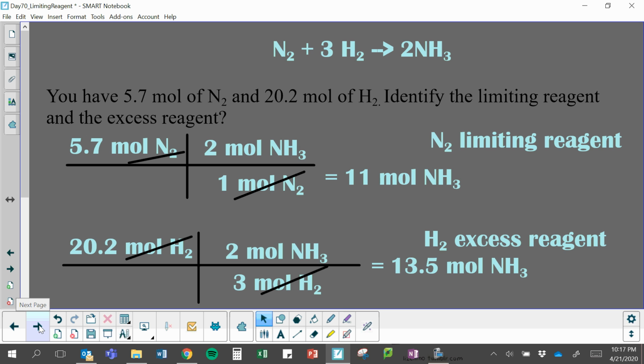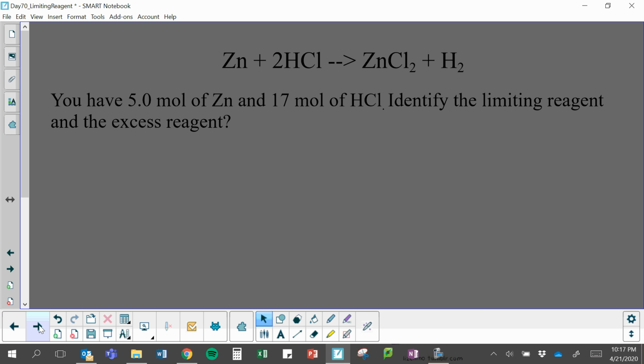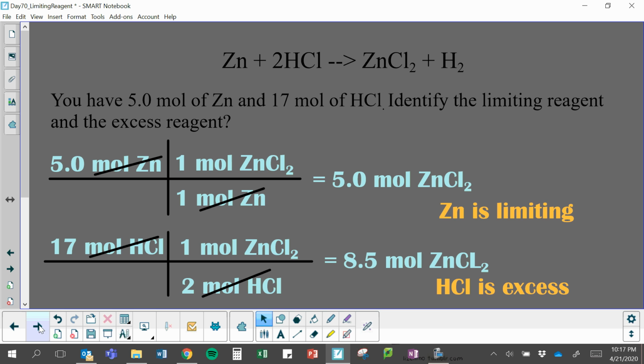Okay, so you can try some examples on your own. So here's an example you can try. Okay, and so here's the answer to that. So if you convert both of these, you have 5 moles of zinc chloride, and then you'd have 8.5 moles of zinc chloride if you use the 17 moles of HCl. So that tells us that zinc is limiting and hydrochloric acid, or HCl, is excess.